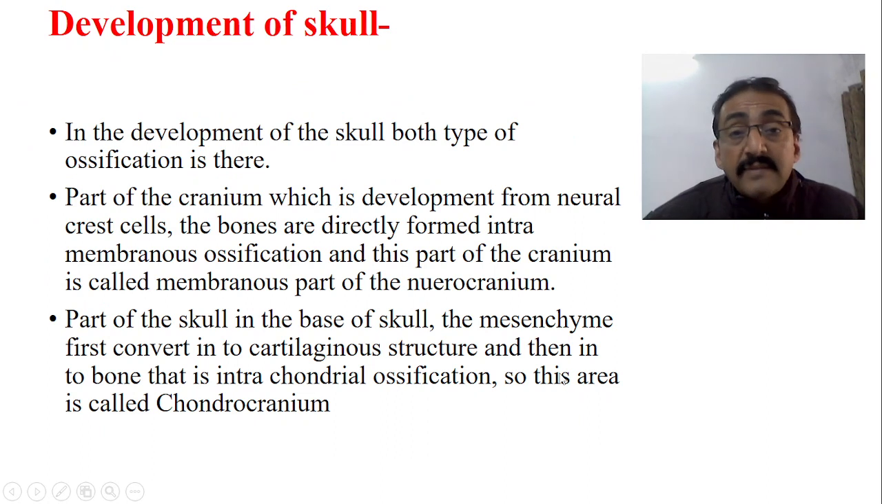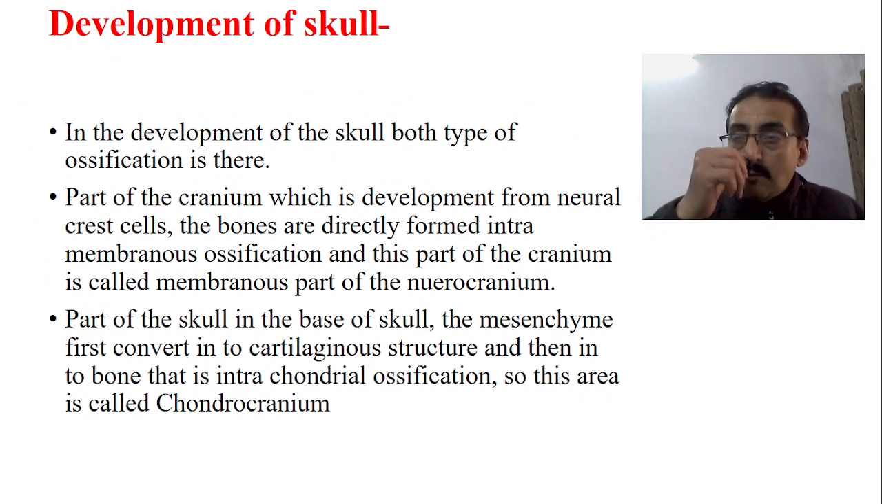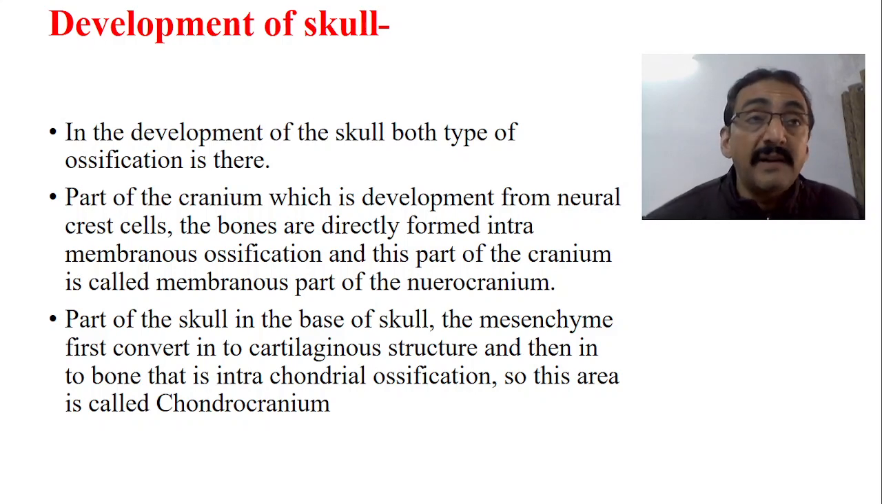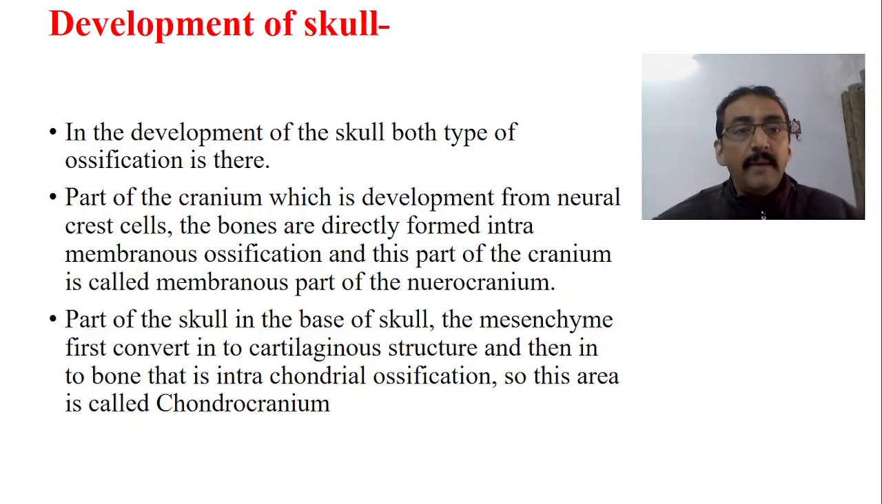In the development of the skull, both types of ossification take place. I mean, if you look into the skull, you have both types of ossification. Part of the cranium which is developing from the neural crest cells, the bones are directly formed by intramembranous ossification, and this part of the cranium is called the membranous part of the neurocranium.